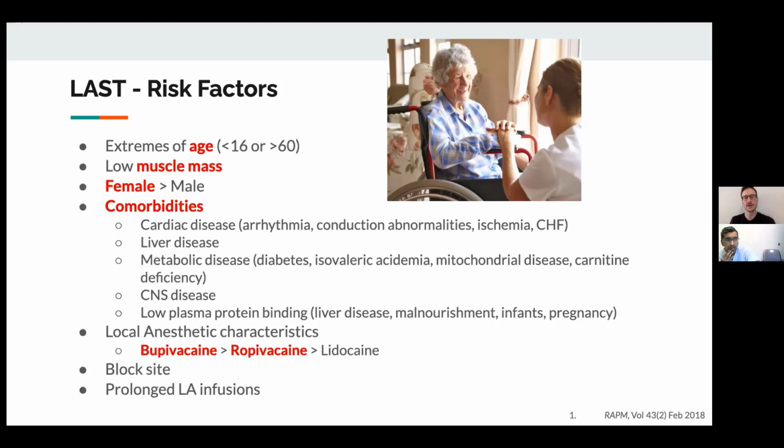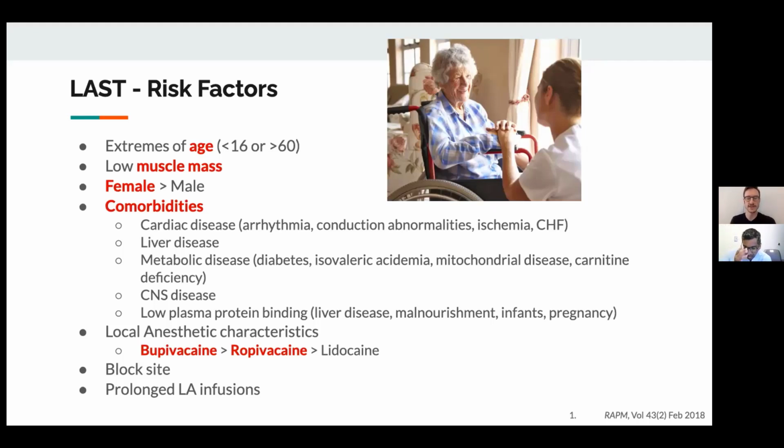Certain comorbidities, so cardiac disease, particularly any arrhythmias or conduction abnormalities, is a risk factor. Local anesthetics are largely metabolized by the liver, so somebody with very impaired liver function, that should be a consideration. Different metabolic diseases, many of these are quite rare and unusual, so it'd be unlikely to be encountering these regularly. Certain CNS diseases, and somebody with a pre-existing seizure disorder, for example, may be more predisposed to a CNS presentation of local anesthetic toxicity. Low plasma protein binding states. So this is, again, your liver disease patients, your serious malnutrition, infants, pregnant patients.